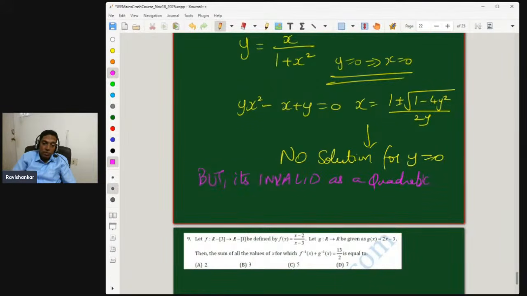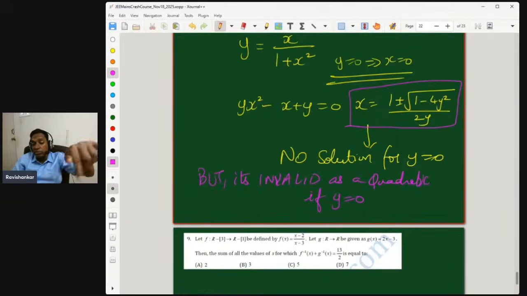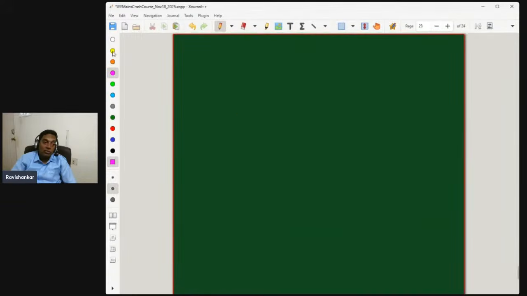Actually, I should have put this 2y in the denominator and said that's why it's not allowed. If y is 0, you get x is undefined. But that's only because you were taking it to be a quadratic. It's invalid as a quadratic if y equals 0. But practically, you can solve for x as x equals 0 and y equals 0. So that's the nuance in that question 5. It's a very tricky idea.